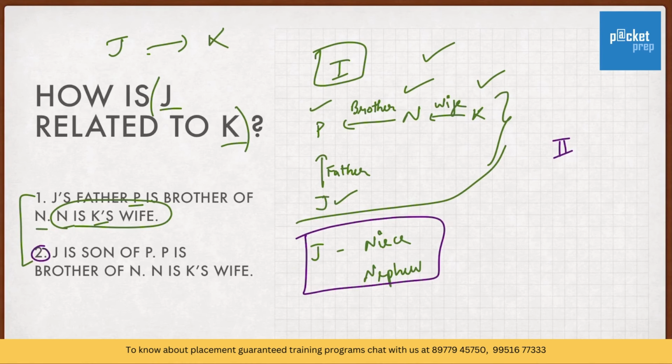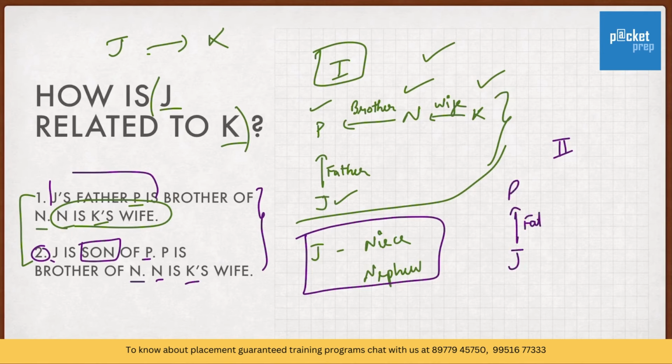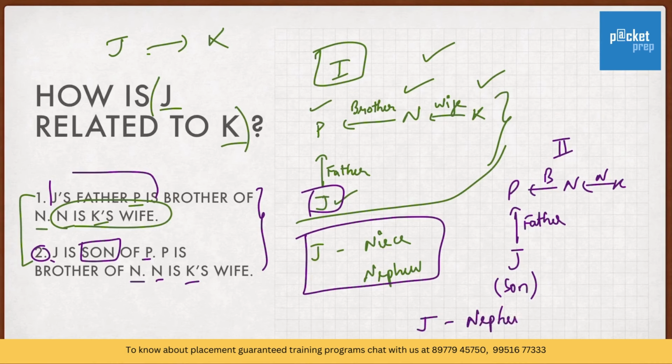In statement 2, it is given that J is son of P, P is brother of N, N is K's wife. Though the information given in statement 1 and 2 is almost the same, the only difference is J is son of P. It is clearly mentioned that J is son of P, but in the first statement, this is not given. That is the only difference between statement 1 and 2. So if J is son of P, as P is his father and J is the son, here we don't know whether J is son or daughter. And P is brother of N and K is wife of N. Now we can say that J is nephew of K.